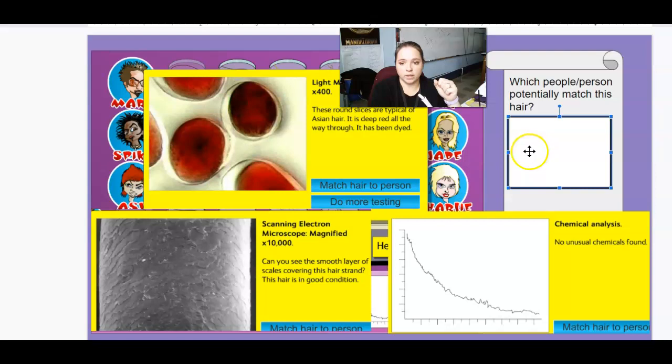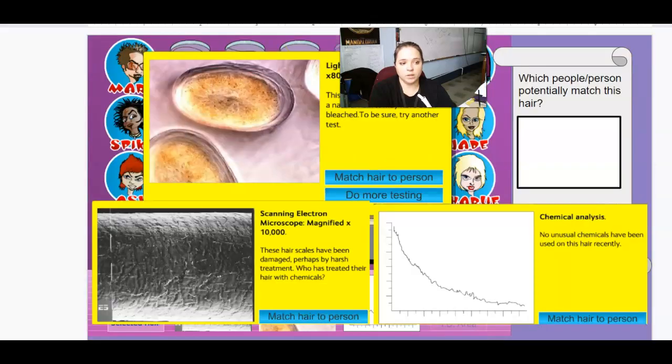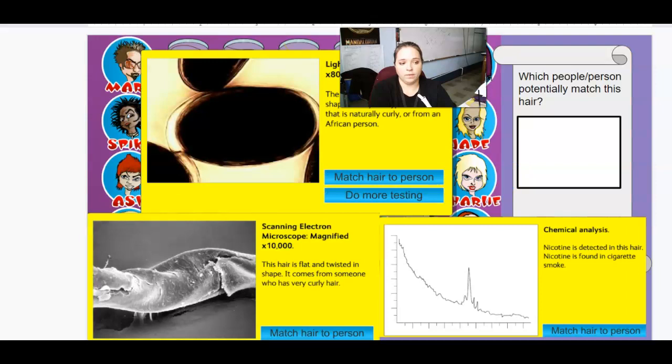So I would suggest when you get to this part, you write down who you think potentially matches this hair. This is kind of like if you were doing the table. This is like the table, only you're writing it on each one. And then you're going to do the same with sample 2, sample 3, sample 4, sample 5.